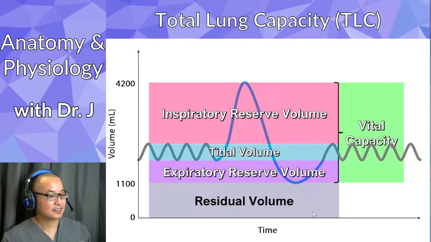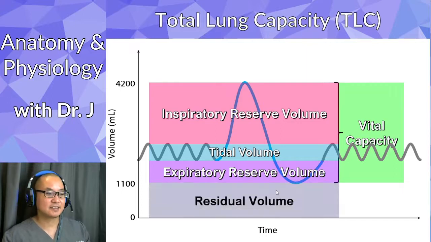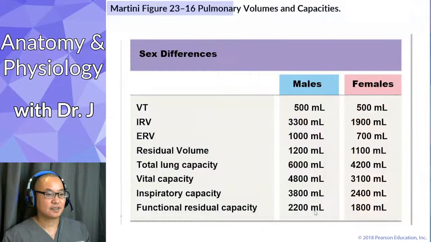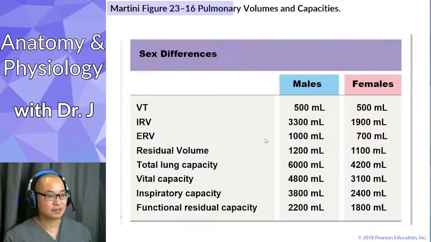Now, total lung capacity. A common thing that trips people up is that they think vital capacity is the same as total lung capacity. Total lung capacity actually includes residual volume. Again, to get the maximum over here, you need to have everything from 0 all the way to the maximum. So that includes our residual volume. So total lung capacity includes all 4 lung volumes. Vital capacity only includes the ones we're able to measure using a spirogram.